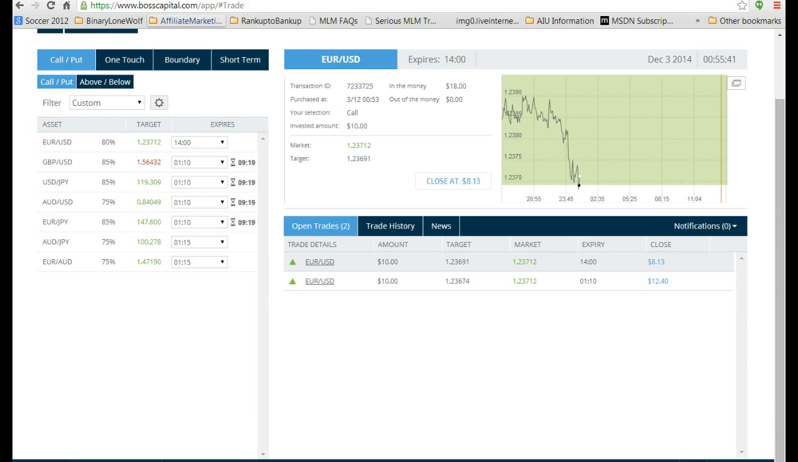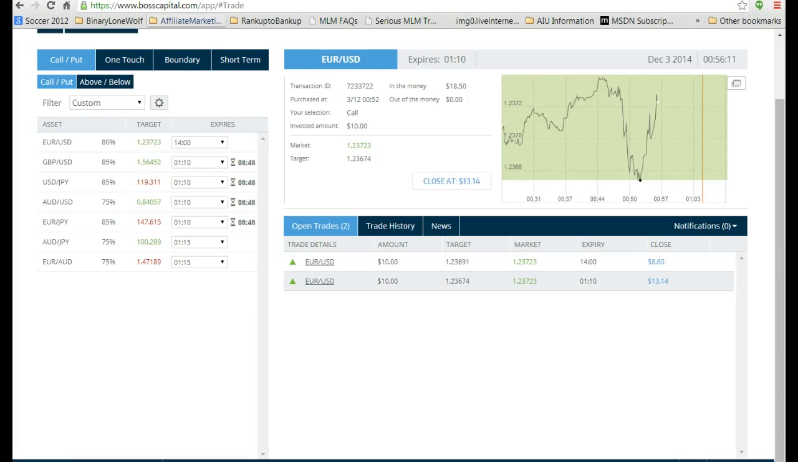Right here, this trade would be losing if I were to close it out early. It would only pay out $8.13, whereas my initial investment was $10. With Nadex, you could potentially close out and make, say, $15. And if you held out, you may make $30, but you only invested $10. So you're still in profit. That's the key difference, and when I show the video for Nadex, you guys will understand.